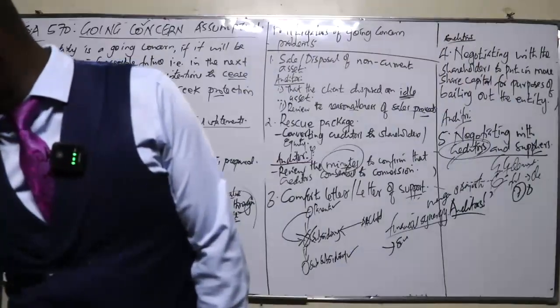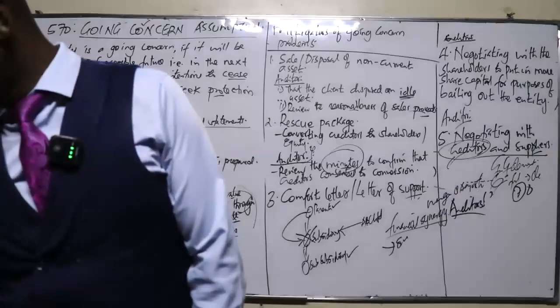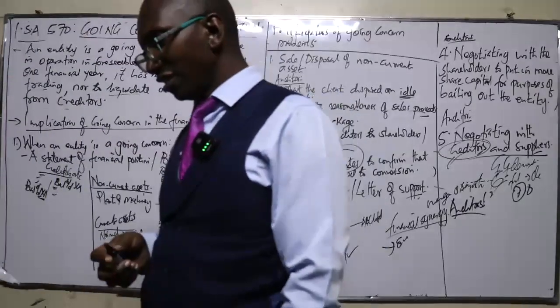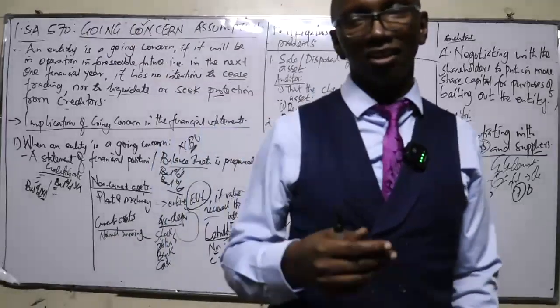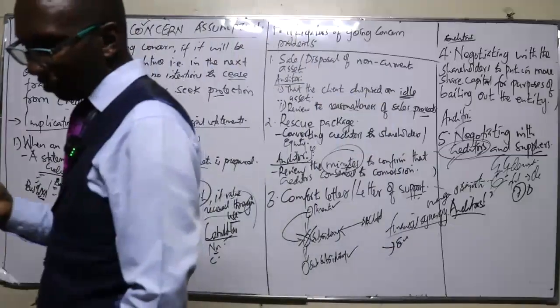Yes, reducing number of staff. We've seen entities reducing number of staff. They have a very good name for it. They don't talk of retrenchment, they talk of downsizing. We are downsizing to ensure that we continue remaining afloat.